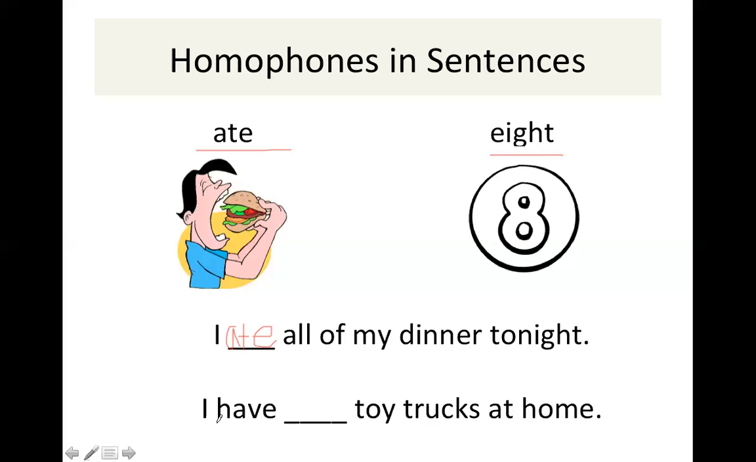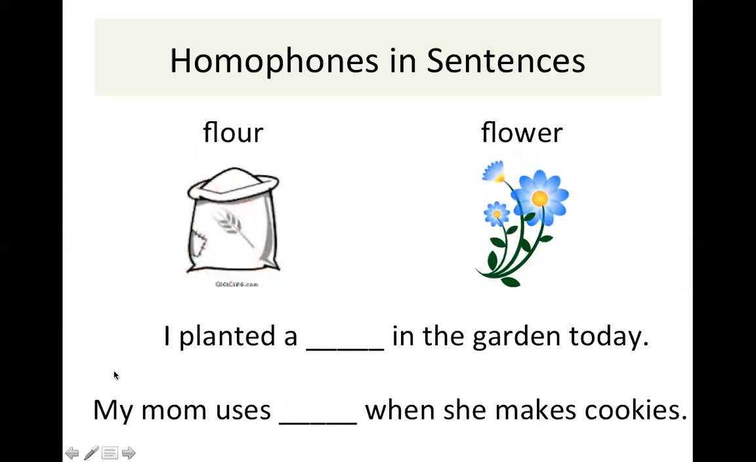And down here we have another sentence. I have blank toy trucks at home. Do I have the number 8? Yes, that's right. So I have E-I-G-H-T. I have 8, sorry about my writing here. I have 8 toy trucks at home. That is correct. All right, so let's look at another sentence.